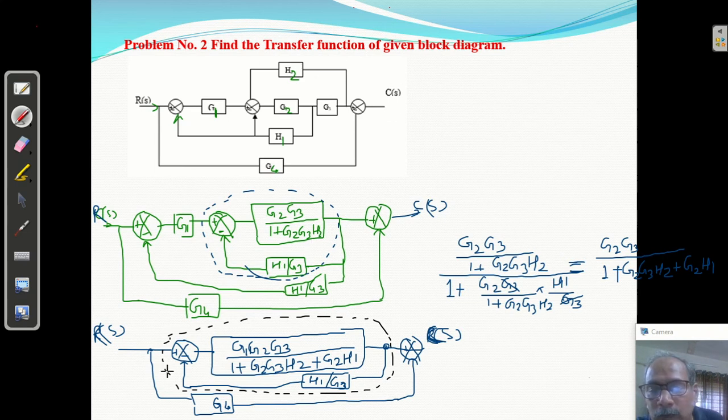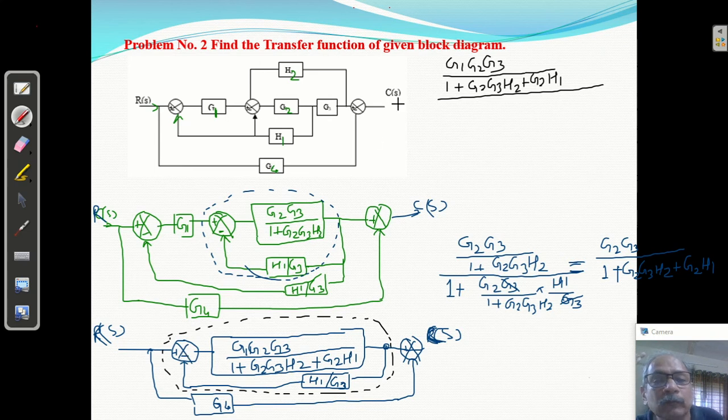What will be the transfer function of this loop, of this part? G S means G1 G2 G3 upon 1 plus G2 G3 H2 plus G2 H1. And this is G S upon 1 plus G S because it is a negative feedback. So it is G1 G2 G3 upon 1 plus G2 G3 H2 plus G2 H1.